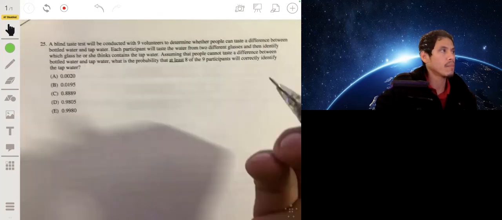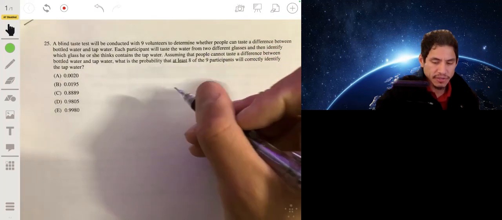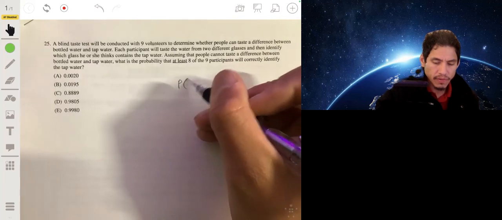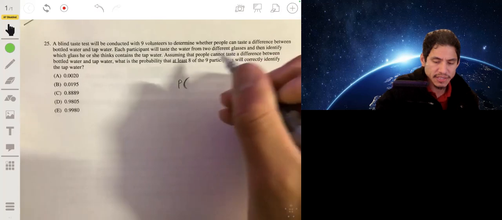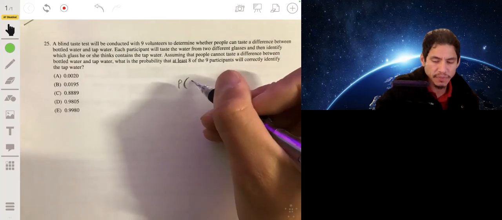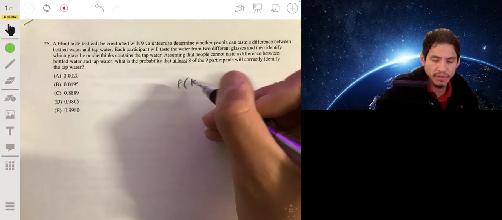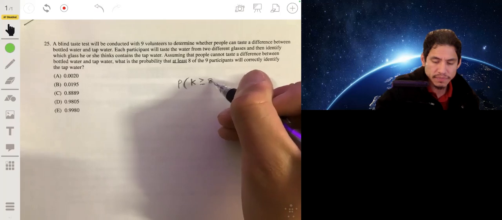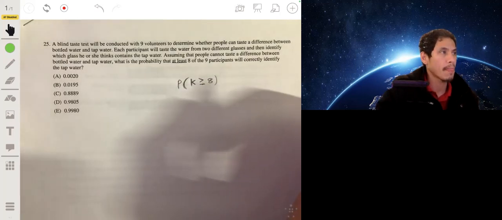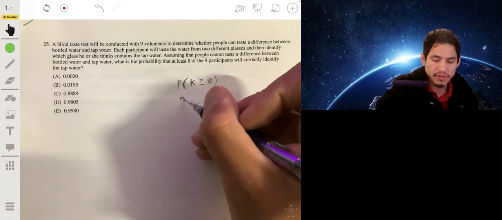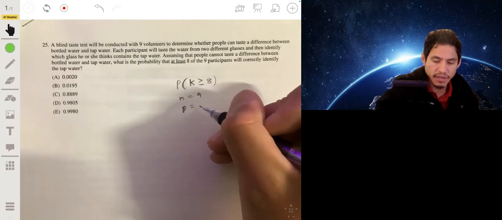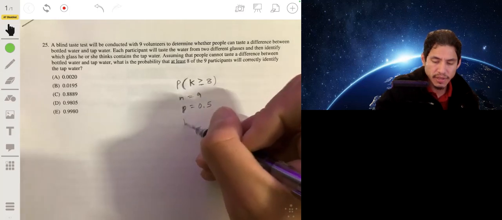So we essentially want to find the probability that the number of successes is at least 8. So depending on the notation in your textbook, maybe k. The probability that k is greater than or equal to 8. So number of trials is 9. Probability of success on each trial is 0.5, and k is 8.